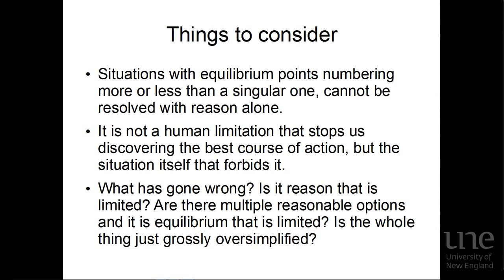There are some things to consider. Situations with equilibrium points numbering more or less than a singular cannot be resolved with reason alone. And I say reason alone, we need external information in order to solve these, if they are indeed solvable at all. It is not a human limitation. This is a conceptual problem. This is not an assumptional problem. This is a conceptual problem of the framework of game theory itself. It stops us discovering the best course of action, but the situation itself that forbids it is not a human limitation. The logic runs out here. We can't solve these. So what's gone wrong?